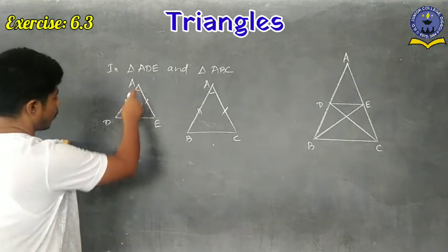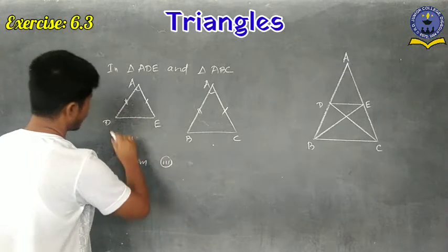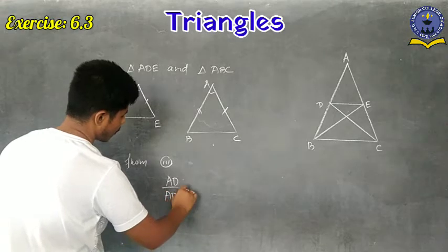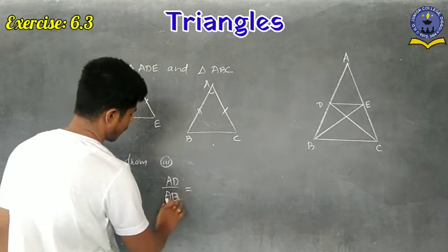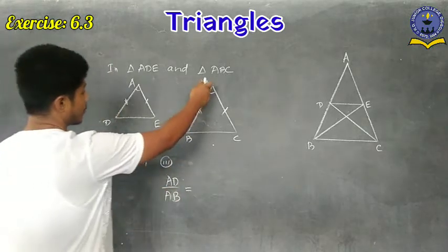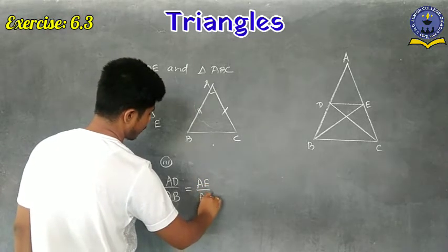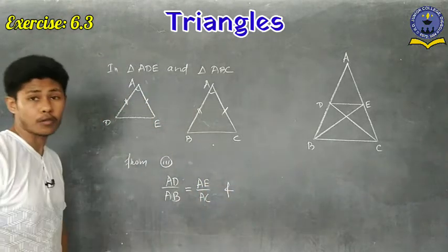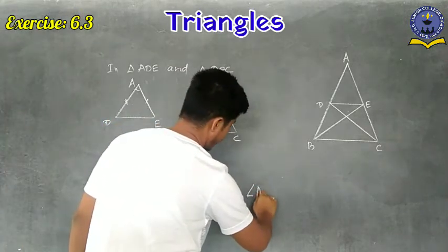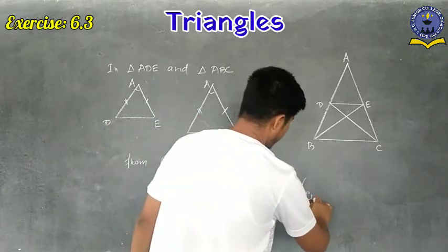First of all, we already proved from 3 that AD by AB is equal to AE by AC. So first we write AD by AB is equal with AE by AC, and with this one more thing is given: angle A equal to angle A. In brackets you have to write common.